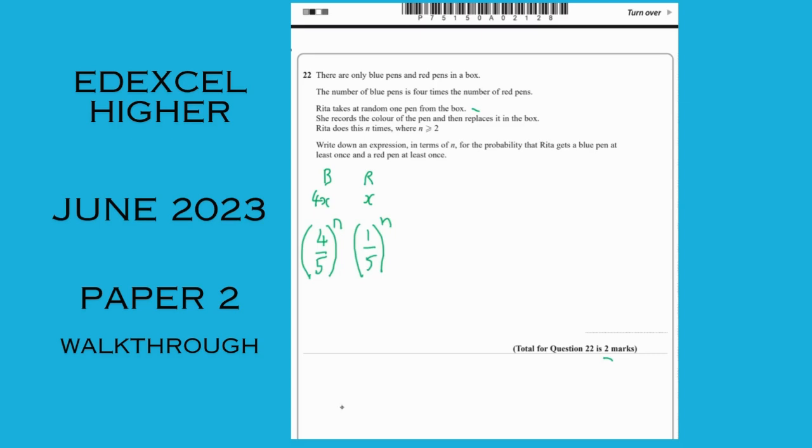So the expression is 1 minus all blue minus all red, because you need to have at least one of each. So it's only those situations where you get all of one colour. In any of the other situations, you get at least one of each colour.